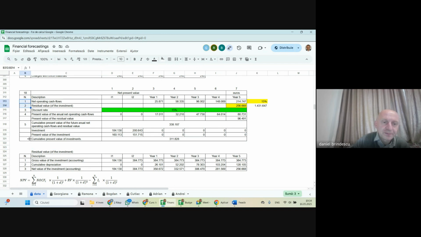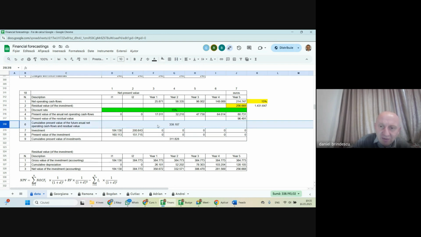So the point, we would pay the equivalent of €311,000, yes, evaluated in today's values, for something that is worth 338,000. So this is the present value of the future gains. The investment would be the cost of the future gains.